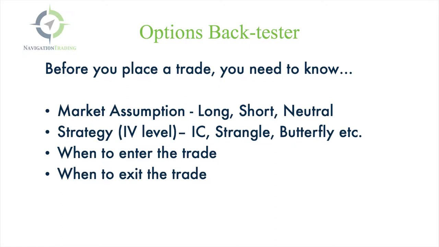Before you place a trade, you need to know a couple things. You need to know what your market assumption is. Do you have a long bias, a short bias, or are you more neutral on the underlying strategy? And what is that strategy? Are you going to trade an iron condor, strangle, butterfly? What kind of strategy? A lot of that depends on the implied volatility level, but you need to choose your strategy. And then you need to choose when you want to enter the trade and when you want to exit the trade.